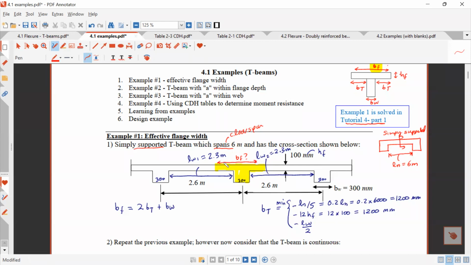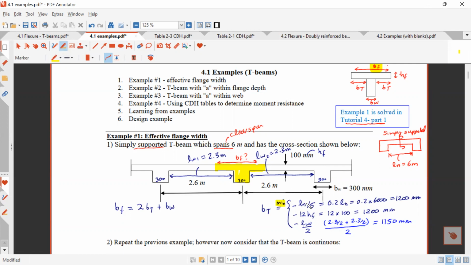And I'm trying to determine this BF. Okay, so I have LW1 on this side, which is 2.3. On the other side is 2.3. So they're the same. So I just add half of the first one, half of the second one, and I will get this. So I have 2.3 over 2 plus 2.3 over 2, and then divide by 2. So it's just 2.3 over 2 in the end. And this is 1150 millimeters.